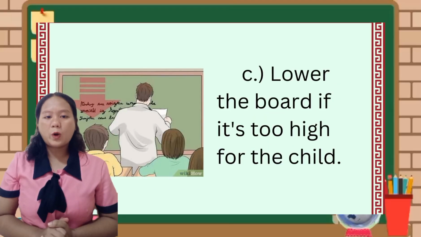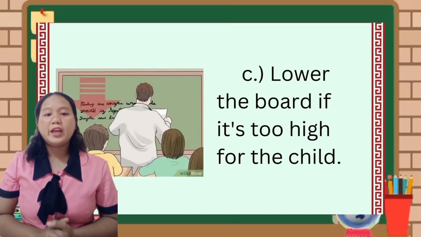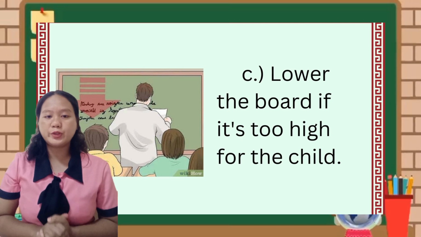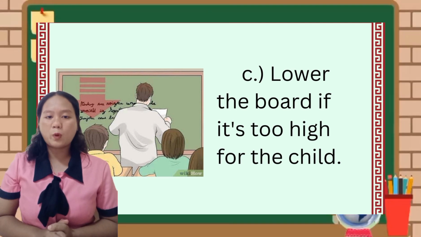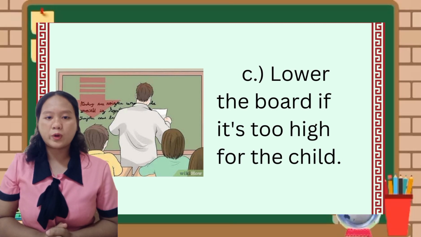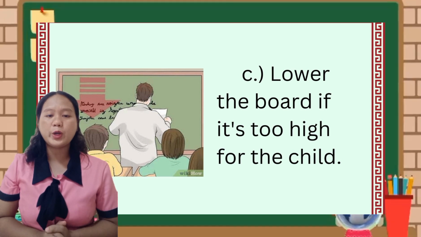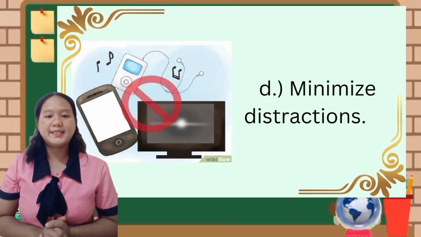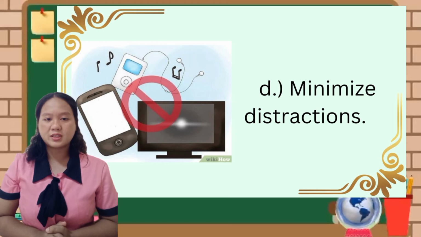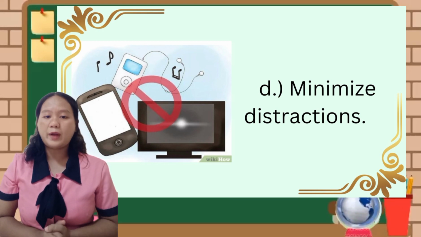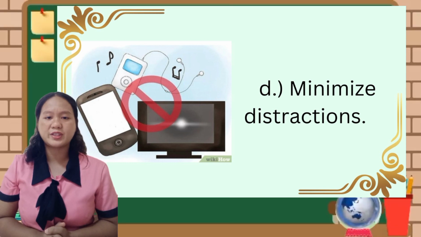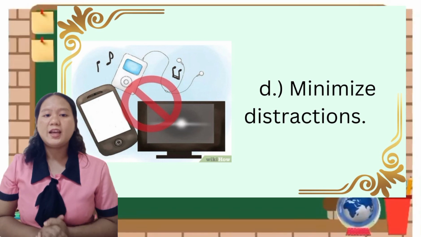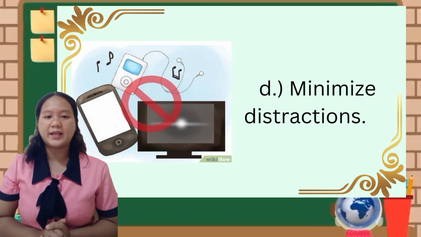C. Lower the board if it's too high for the child. If the child is in a wheelchair due to their condition, lowering the board can help them to focus and learn better. If you're unable to lower the board, try changing the child's position or using other equipment when teaching. D. Minimize distractions. Children with cerebral palsy struggle to concentrate if there are too many distractions, such as noises and toys. Try to remove as many as possible.